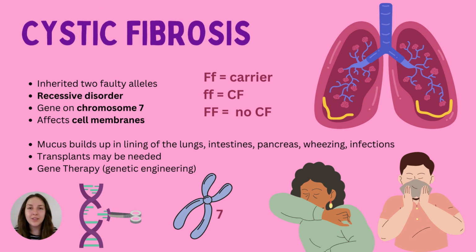So cystic fibrosis is the first type of condition we're going to talk about. And as I said, this is an inherited condition, meaning that there are alleles that are responsible for this condition. Specifically, the genes on chromosome 7 are affected, and the faulty genes on chromosome 7 are what cause this condition. As this condition is a recessive disorder, that means two faulty alleles, one from mum, one from dad, need to be inherited for an individual to have cystic fibrosis.